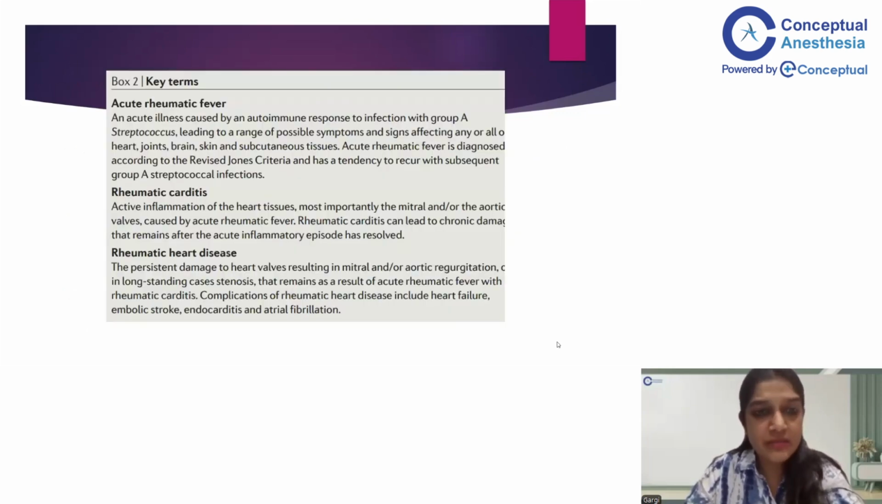So this is the difference between acute rheumatic fever, rheumatic carditis, and rheumatic heart disease. We just saw that rheumatic fever is nothing but an autoimmune reaction to the infection by group A beta hemolytic streptococci, after which the patient presents with the major and minor manifestations of rheumatic fever, about which we will speak in the coming slides.